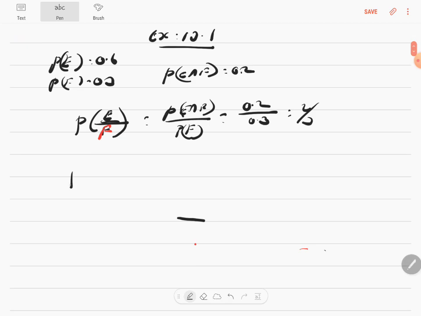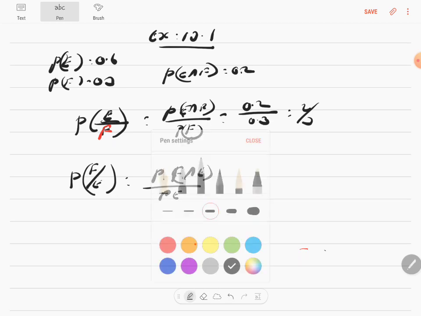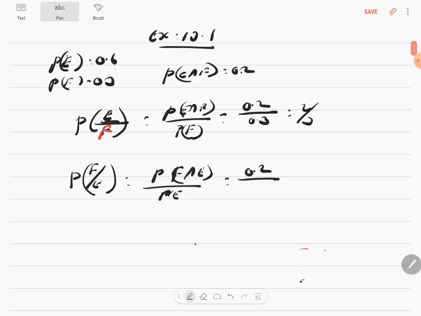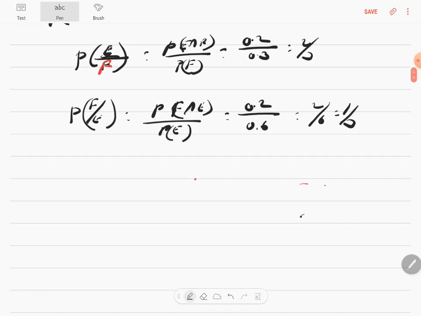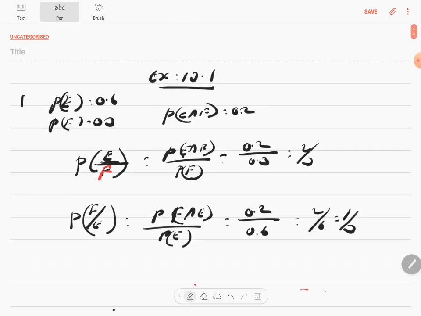So next they are asking P of F by E. In that case it is P of F intersection E by P of E. It doesn't matter, E intersection F and F intersection E are the same. So it's 0.2 by P of E, which is 0.6. So it's 2 by 6 or 1 by 3. That completes the first question.